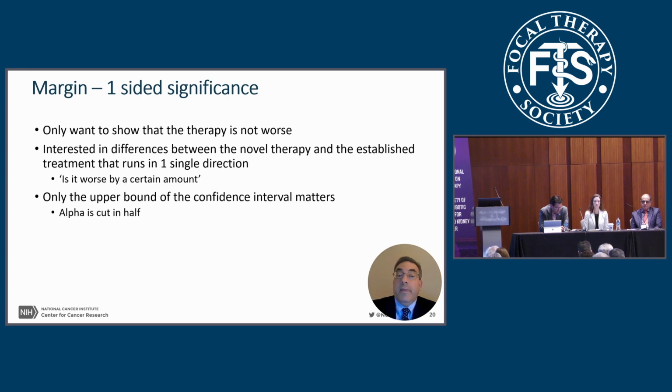Also important to remember for the margin is that it's a one-sided difference or significance. What does that mean? A non-inferiority trial is saying that this new therapy is not worse than the standard of care therapy. Focal therapy is not worse than whole gland radiation or surgery. Therefore, really the interest in the difference between the new therapy and the established therapy is just in a single one-way direction. Is it worse by a certain amount? And therefore only the upper bound of the confidence interval matters in this case, so alpha is cut in half.